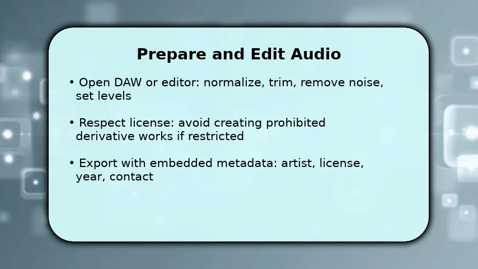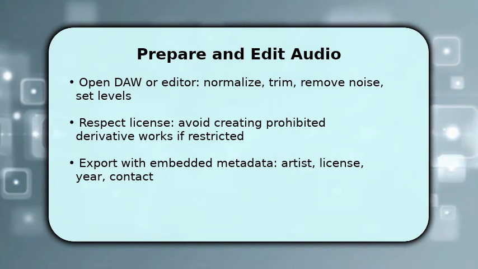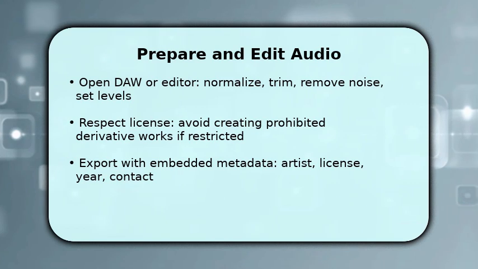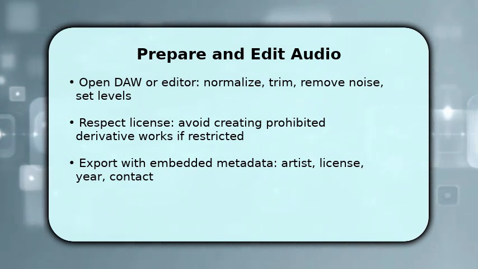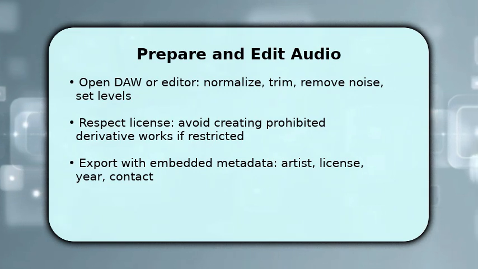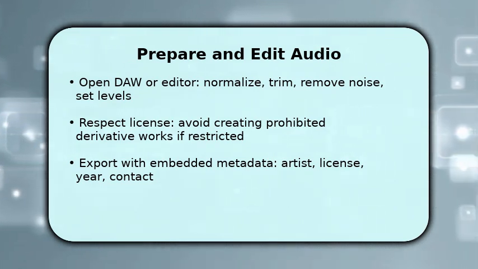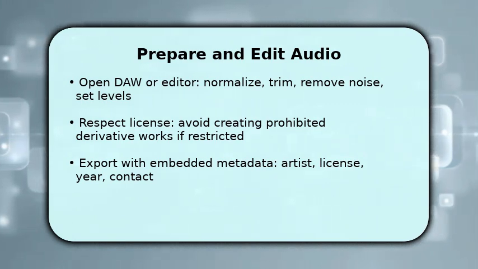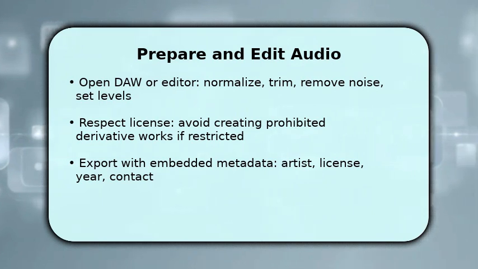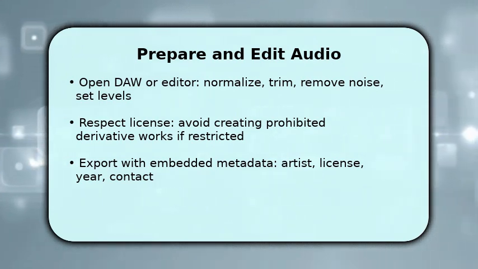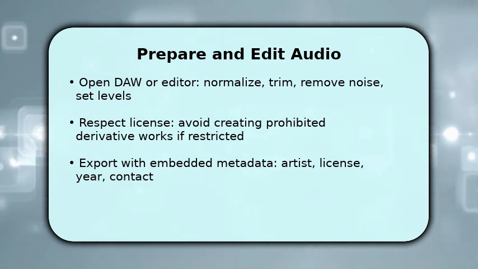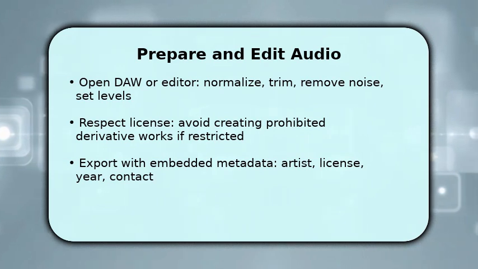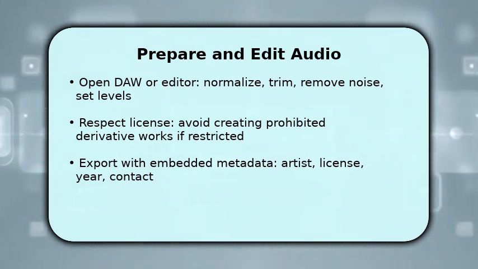You now prepare the track for your video, import into your editor or DAW, and perform essential edits. Normalize and trim to match pacing, remove background noise, and balance levels so dialogue and music don't compete. Once done, check license restrictions. Some allow edits, others do not, so avoid disallowed derivatives. Then export at the correct bitrate and container for your platform while embedding metadata fields like artist and license. Make sure the final file preserves the attribution text if the license demands it.